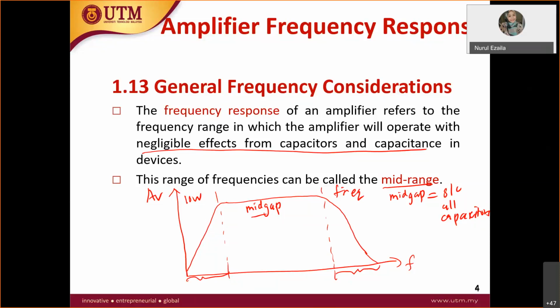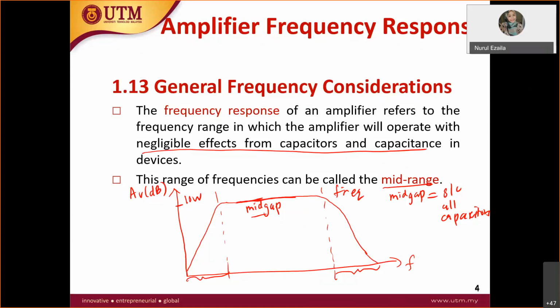Usually the mid band gain is at 0 dB, so the drawing here is AV in dB. This is the maximum point. How do we find the cut-off frequency? There is a cut-off point. How do we find the cut-off point?